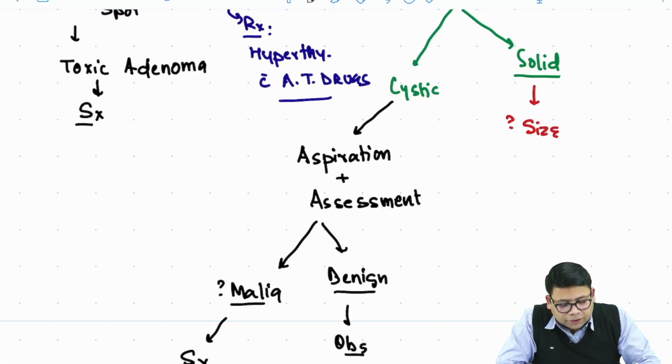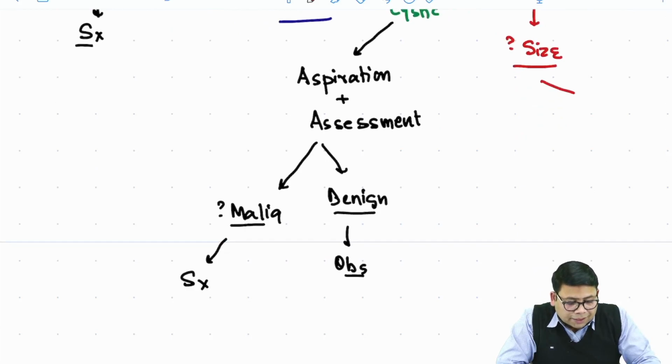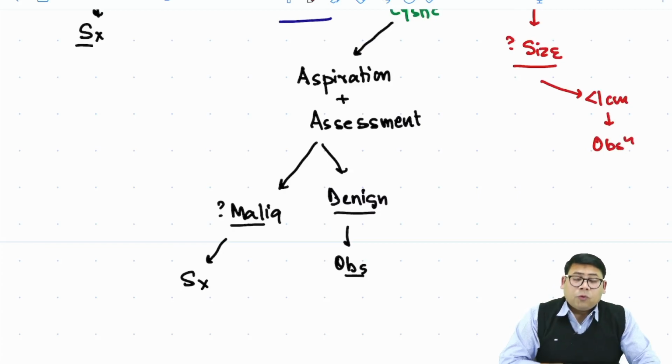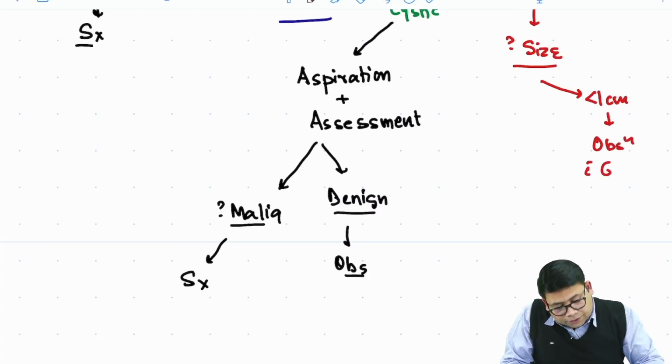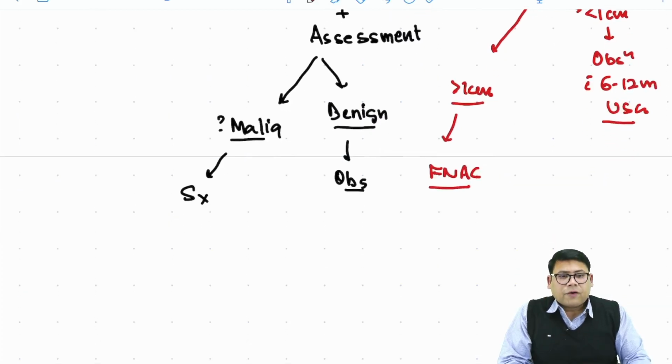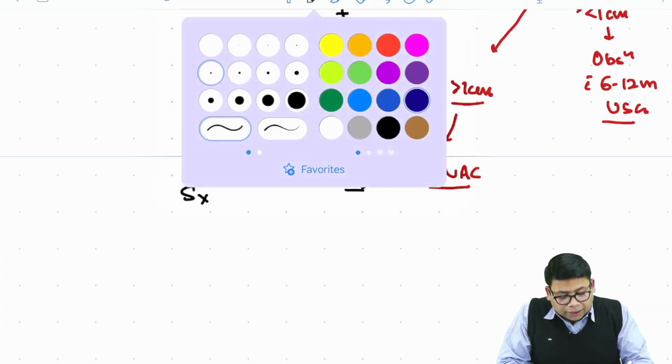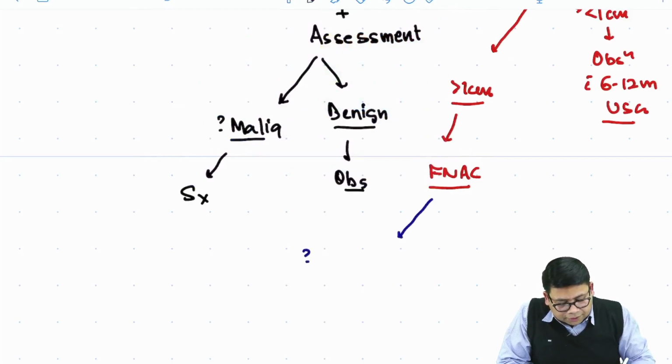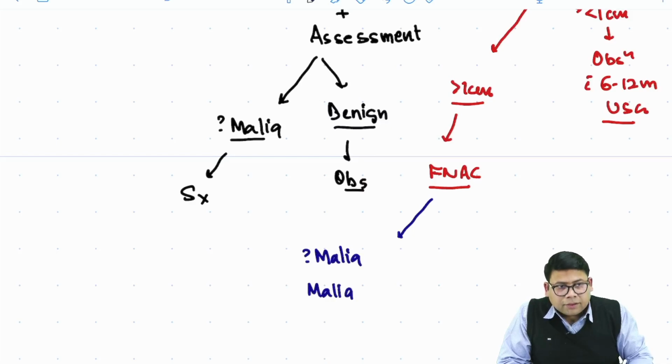The next thing that you will need to understand is the size. If the size is less than 1 centimeter, you are going to go for observation. And how do you observe this? This is again very important, with 6 to 12 monthly USG neck, and this is very simple. If it is more than 1 centimeter, now here the problem arises. Why? Because you want to know what is inside, and here you go for FNAC. Now, if you are going for FNAC, the next thing that you are going to ask is whether it is malignant, whether it is query malignant, whether it is Hurthle cell type.